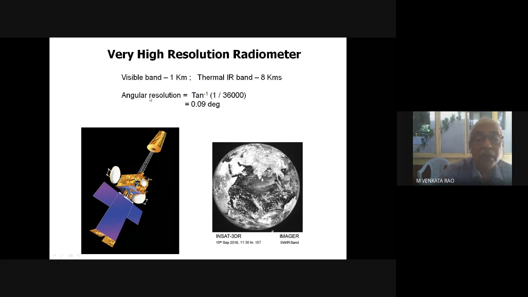One more point I wanted to bring here is, when it is in kilometers, visible band 1 kilometer, infrared band 8 kilometer, why is it called very high resolution compared to meters? When we talk of meters or even centimeters resolution on the ground, why these are called high resolution is that this system is from geosynchronous, geostationary orbit. That means 1 kilometer from 36,000 kilometers. If you convert this into angular resolution, it is very high resolution, approximately 0.9 degree. That is why this is called the very high resolution radiometer.